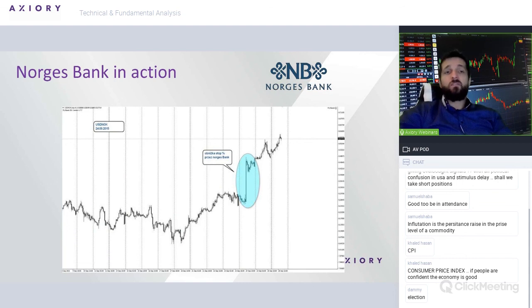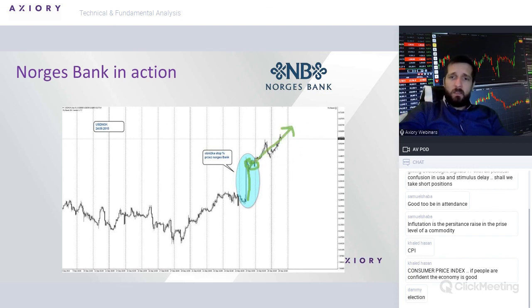Another example here from the Norges Bank, who decided about the Norwegian krone. This is American dollar to Norwegian krone, and they decided to lower rates. Okay, so in this case, the American dollar should be stronger, and it was stronger. And even if you were late, you could still be making money.